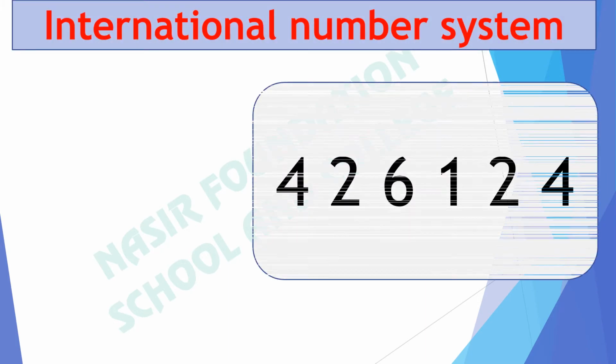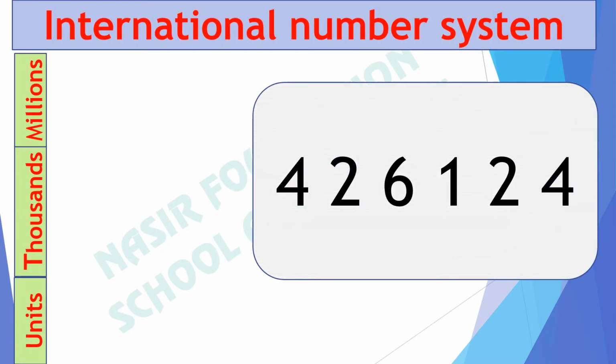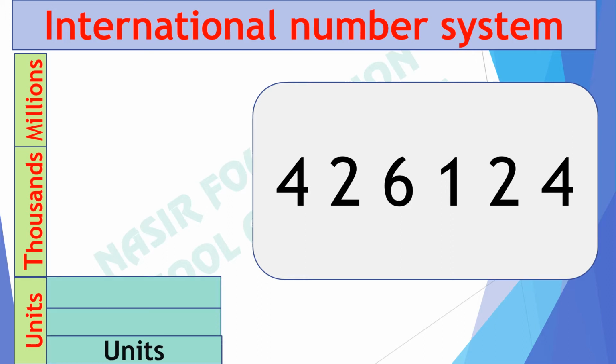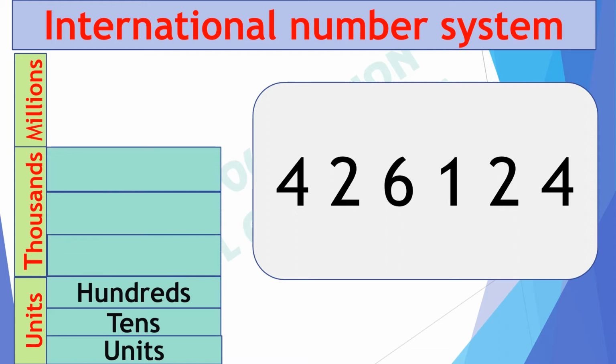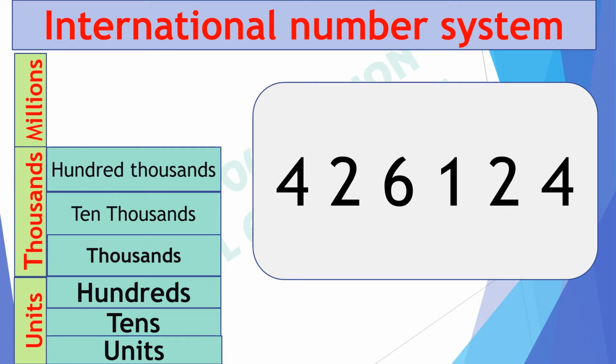In international number system we can see that there are three groups: units, thousands and millions. And unit is divided into three groups: units, tens, hundreds. Now we have completed one period. These three digits are completing one period. Then it comes second period of thousands. Thousand is further divided into three groups: thousands, 10,000s and 100,000s. Then it comes millions group.